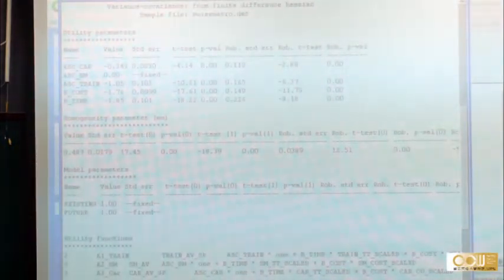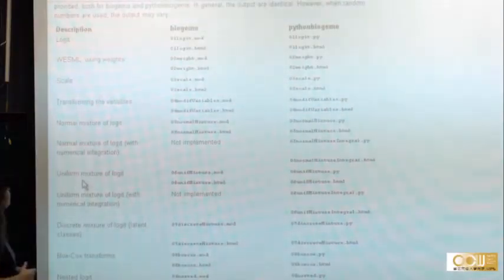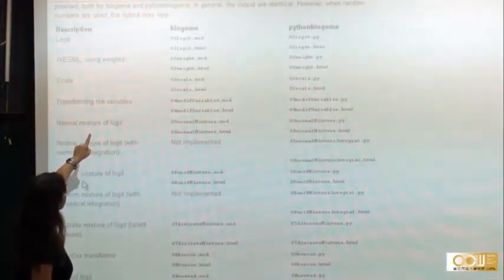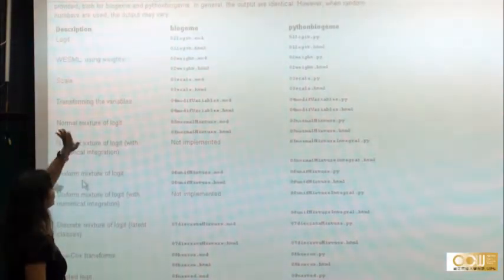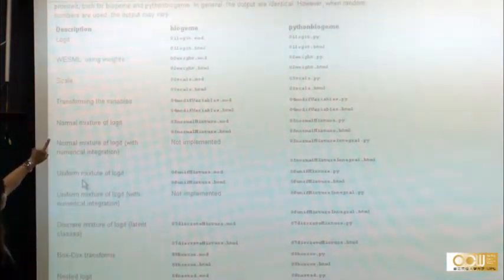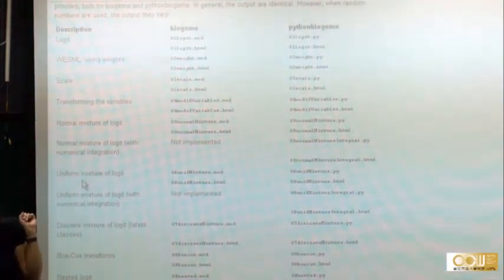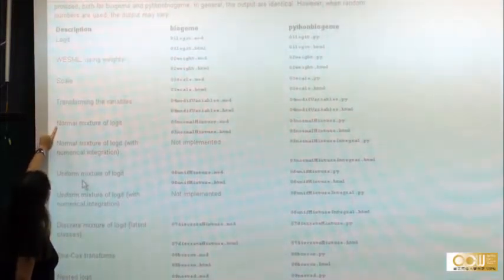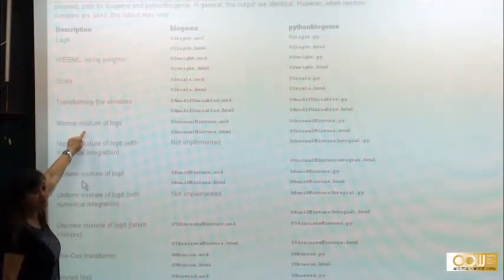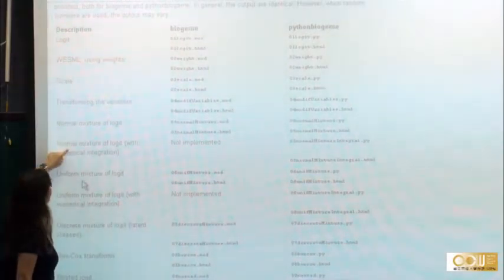Right? So let's have a look a little bit at the example that he has. This is the description of what he has. So he has an example of logit. You see that he has this Python Biogeme, but I'm not very familiar with that. So let's look at this. He has a logit, logit with weight, scale. Scale means privilege and static preference. I will show you. Transforming the variable, I don't know what it means for that. This is normal mixture of logit, so this is mixed logit with coefficient specified as normal.